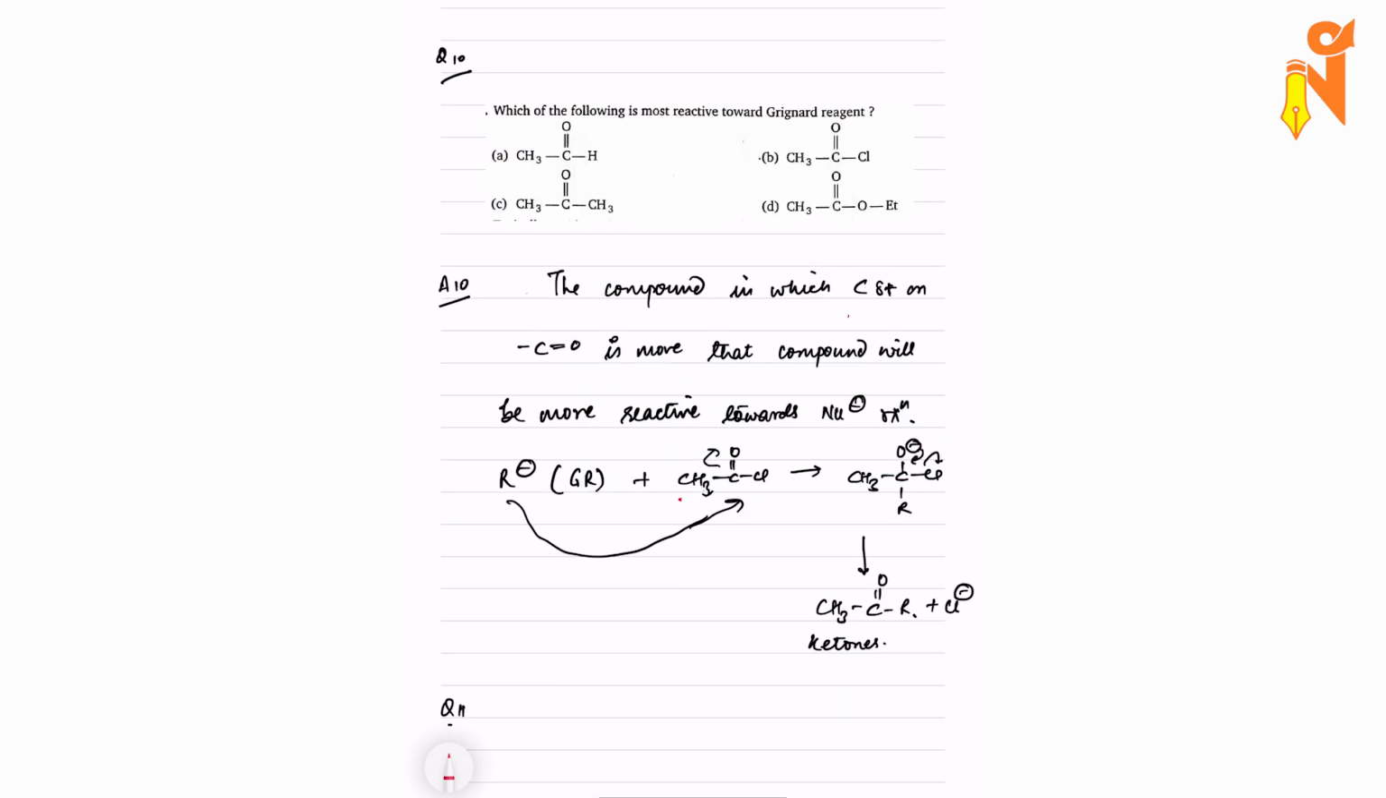Question number 10. Which of the following is most reactive towards the Grignard reagent? The one which will have the most delta positive, because it's a nucleophilic addition reaction. Definitely the reaction will go in that direction. So we will see all the compounds. If we see aldehyde, CH3CHO, there is a donating group, hence delta positive is decreasing. If we talk about CH3C double bond OCl, we have a minus I effect over here, which is greater than plus M, and hence the delta positive is increasing. Then comes your CH3C double bond OCH3, definitely two donating groups, so delta positive will strongly decrease.